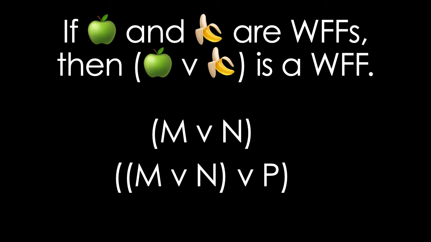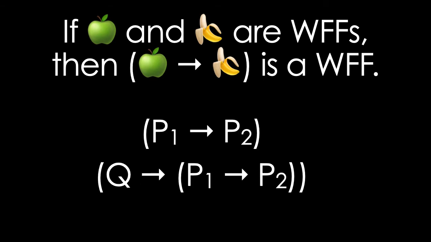Now if you have two well-formed formulas, you can also make a new one by putting the disjunction between them. So that gives us things like (M or N). And applying the rule again, ((M or N) or P). And again, if we have two expressions that are well-formed formulas, you can make a new one by putting an arrow between them and parentheses around the whole thing. So we get things like (P1 arrow P2). And applying it again, (Q arrow (P1 arrow P2)).